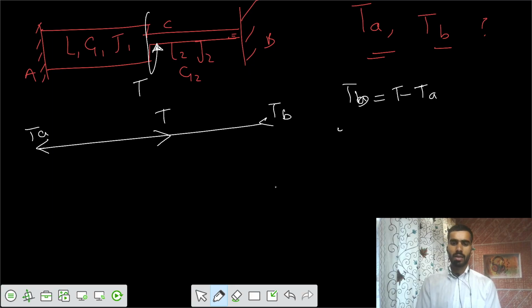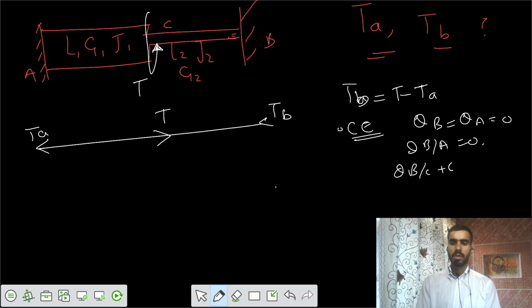One more is the compatibility condition: theta B with respect to A equals 0. That is theta B with respect to C plus theta C with respect to A, that's also 0.